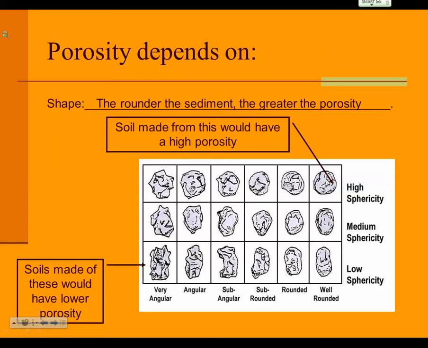And soils made from these round, highly spherical, well-rounded sediments would have lots of space between them, whereas soils made from sediments that are angular and not very spherical start to fit together and lock in to those empty spaces with actual rock and fill up the space that would have been taken up by water with rock or with sediments. So just remember, the rounder the sediments, the greater the pore space.